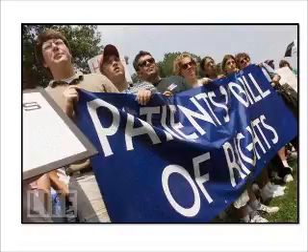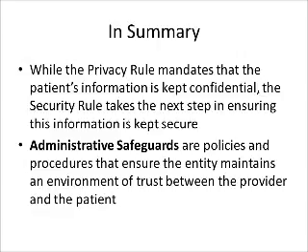So in summary, while the privacy rule mandates that the patient's information is kept confidential, the security rule takes the next step by indicating the steps needed to ensure this information is kept secure. Administrative safeguards are the policies and procedures that ensure the entity maintains an environment of trust between the provider and the patients.